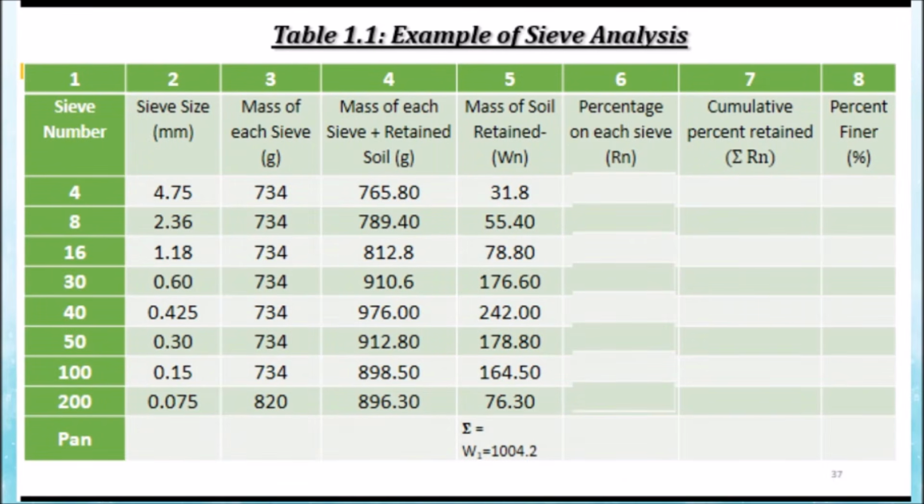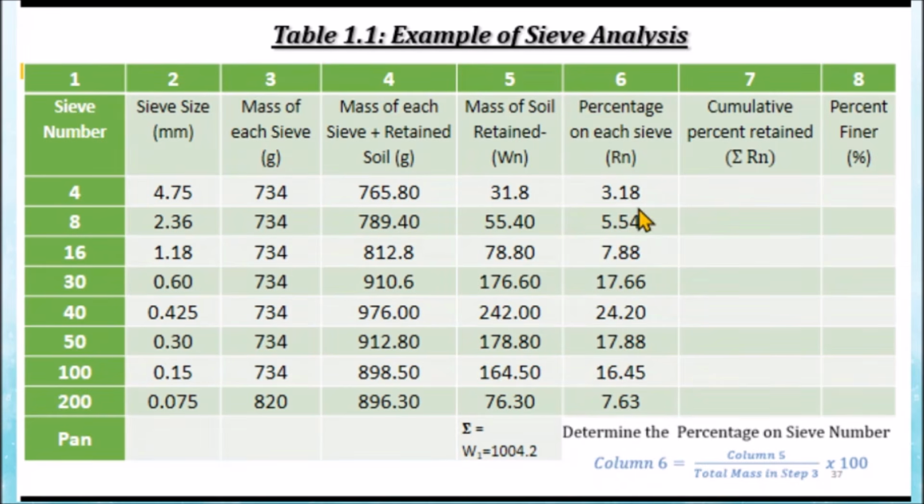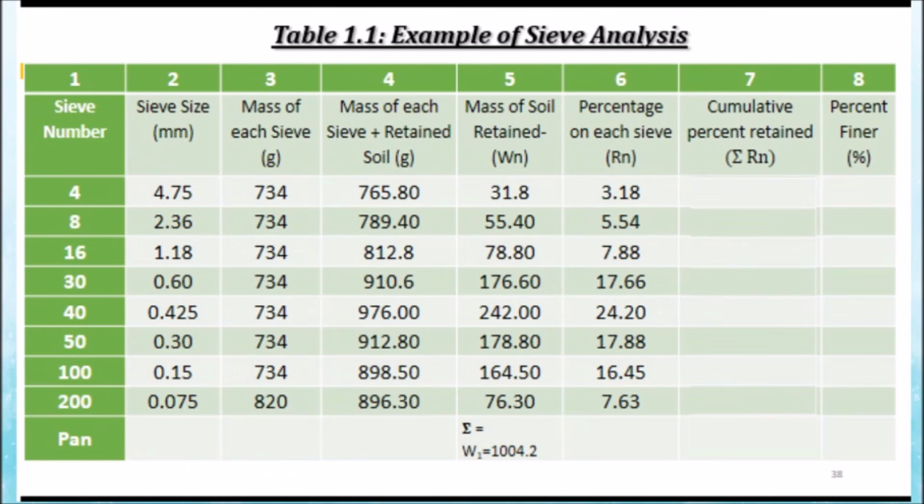So, next naman is to determine the percentage on each sieve. That is simply the weight of soil retained divided by the total weight of aggregates multiplied by 100. So, we have 3.18%. That is simply 31.8 divided by 1004.2. And then, this 55.40 divided by 1004.2, 78.80 divided by 1004.2. So, that will give us, para dito, 3.18, 5.54, 7.88. Okay? So, next.